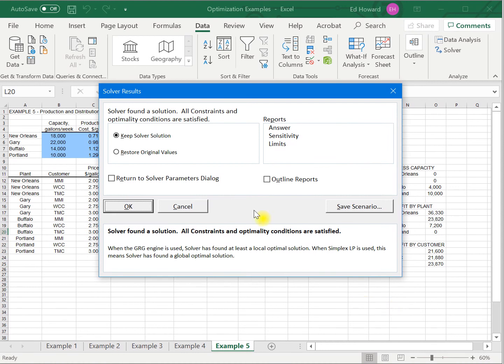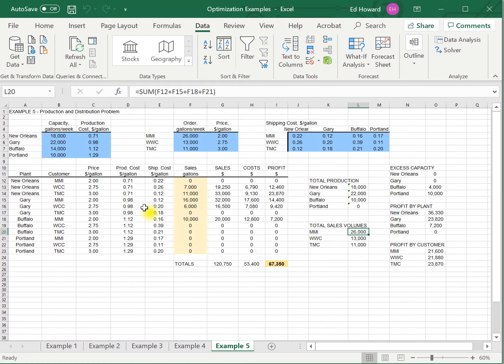Hopefully I did everything correct. It says we found a solution. And so there's our maximum profit, $67,350. And you can see the amount we've made at each plant and shipped.